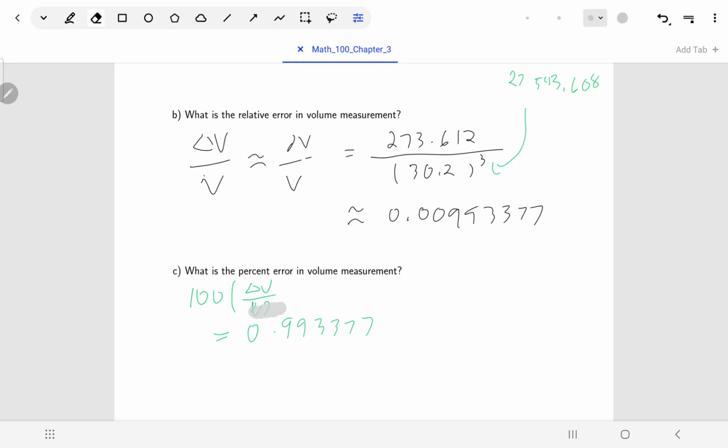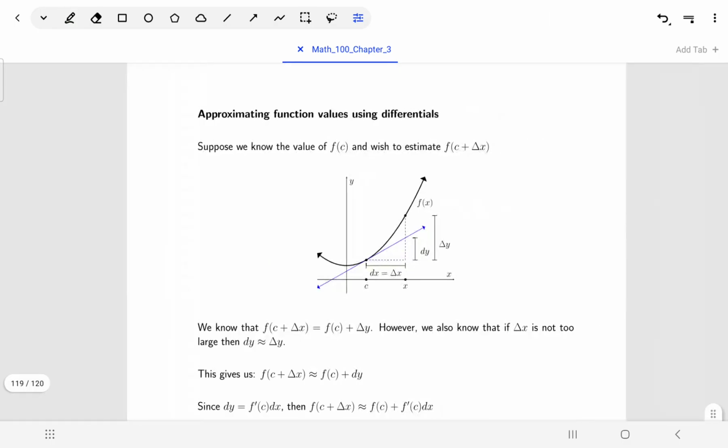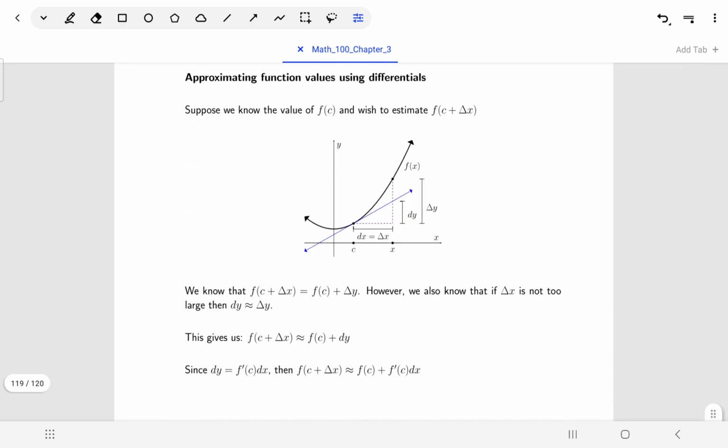So delta V over V times 100 is just a pinch under 1, so how much is our volume measurement off? Just a little bit, by 1%. Okay, so one last little thing to do here is to approximate values with differentials.